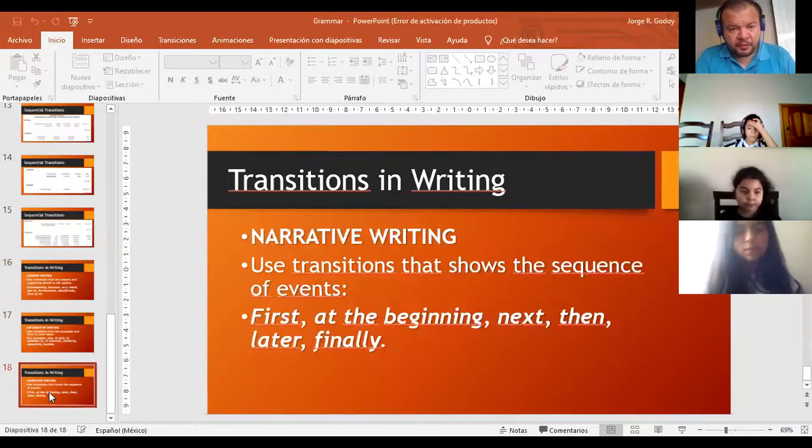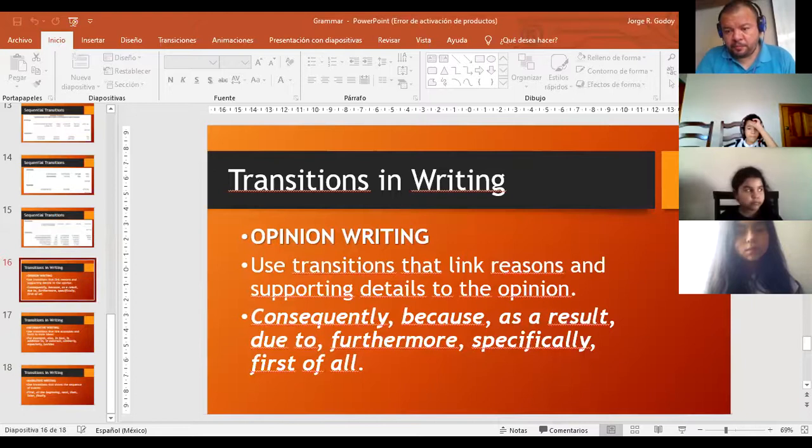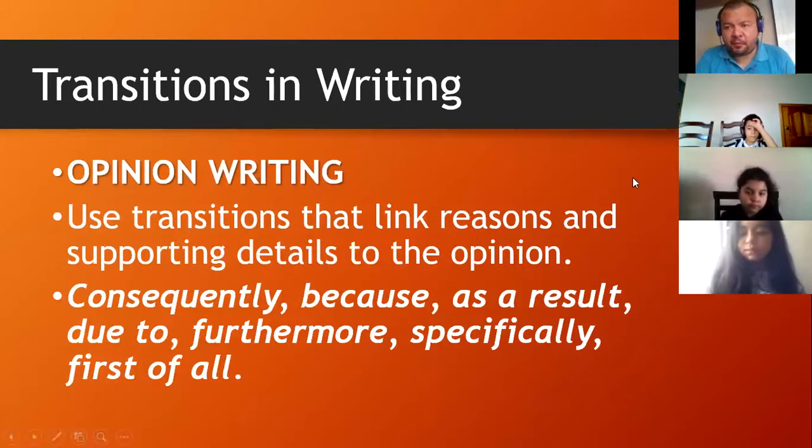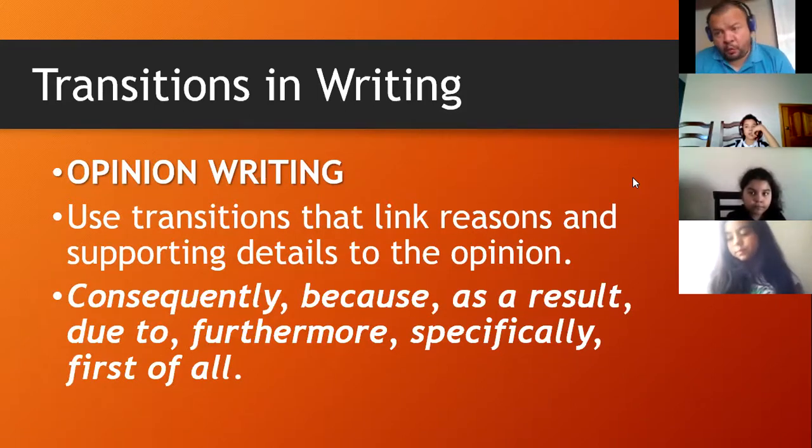There are three types of writing transitions. The first one we're going to see right now is opinion writing. We use transitions that link reasons and supporting details to the opinion. For example, the words we're going to use are consequently, because, as a result, due to, furthermore, specifically, first of all, as we saw in the video, those words, okay? Only with the opinion writing.